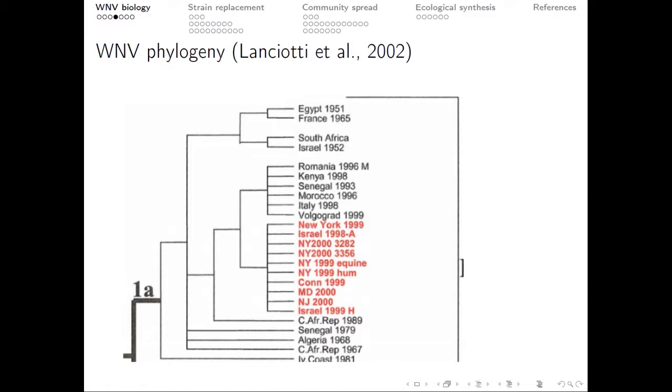This is a little piece of the phylogeny of West Nile virus. If we look at this clade, which includes all of the strains that people collected in New York in 1999 and 2000, and in Maryland and New Jersey from horses and birds and humans, it's mixed in with the samples from Israel from the late 1990s. So we know, as much as we know anything in biology, that the virus that's circulating in North America was imported from strains that were circulating in Israel.